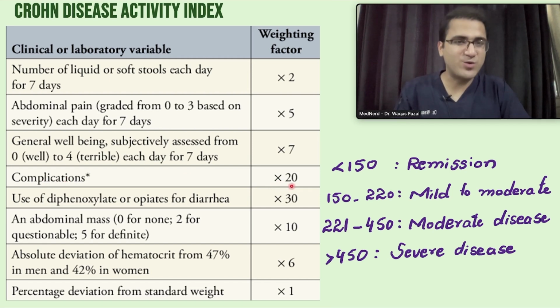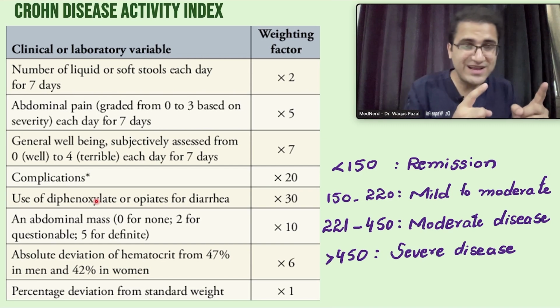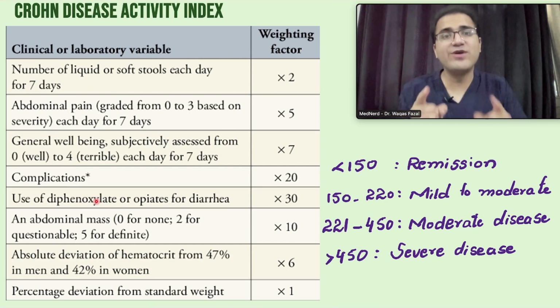and that will get a score of 20 because, as I said, sometimes fistula can be the only presentation of the Crohn's disease. Use of diphenoxylate or opiates for diarrhea has a huge weightage, and the more opiate the patient is needing to stop the diarrhea, it indicates the more severity of the condition.